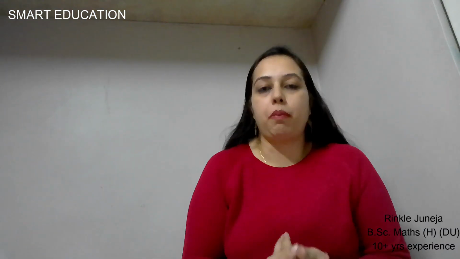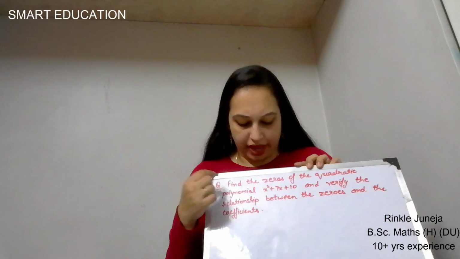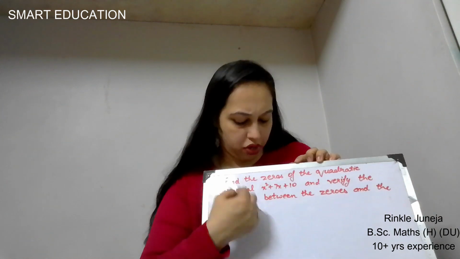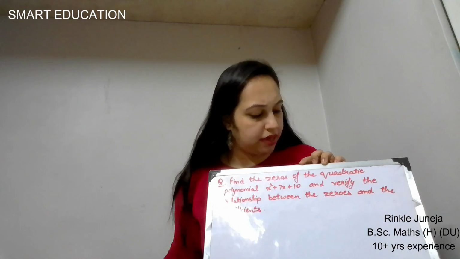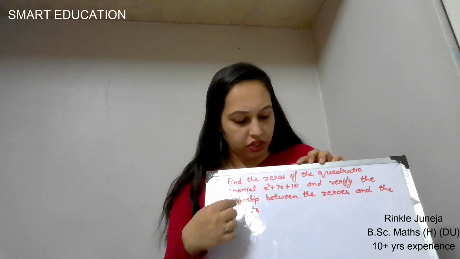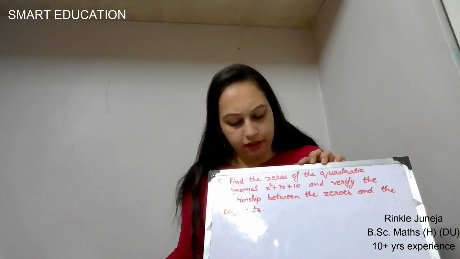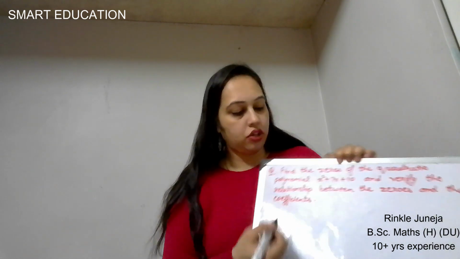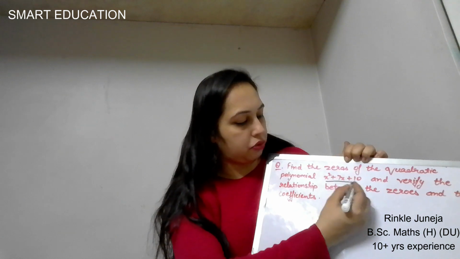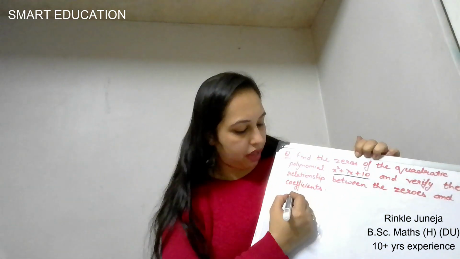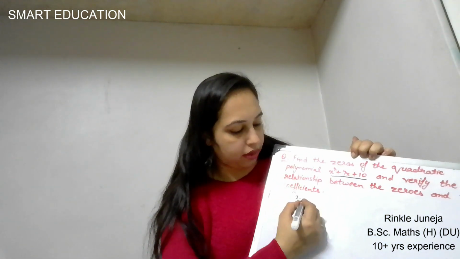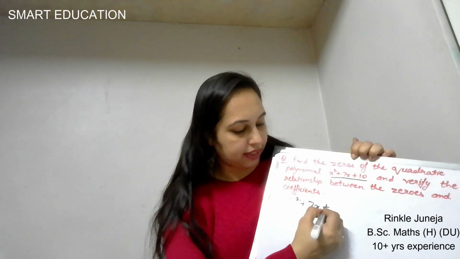Now let's do a problem based on the polynomial and its roots. The question says, find the zeros of the quadratic polynomial x square plus 7x plus 10 and verify the relationship between the zeros and the coefficients. So let's first find the zeros of this polynomial. We have the polynomial x square plus 7x plus 10.